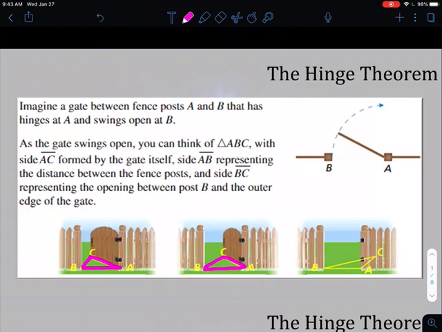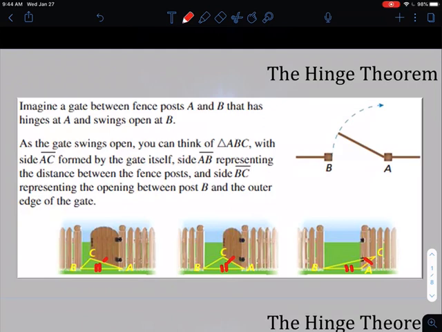Now, as I continue to open that gate further and further, I create a different triangle each time as I continue to swing it farther and farther open. One thing to note is as we swing that gate open, notice the length of the gate stays the same all the way throughout. So A to C doesn't change. I'm not changing the length of the gate as I open it up. It's going to be the same length every time. Also, the fence posts aren't moving any closer or farther apart, so the distance from A to B is going to stay the same all the way throughout.